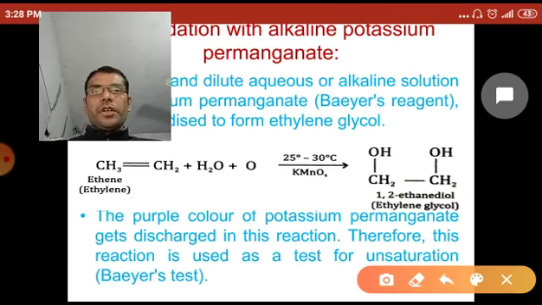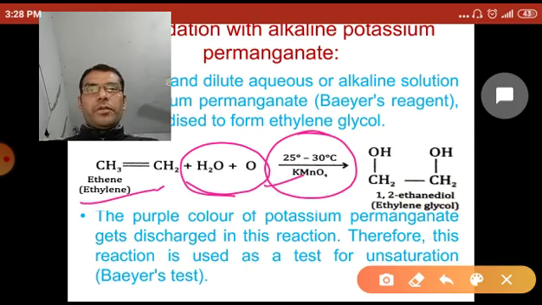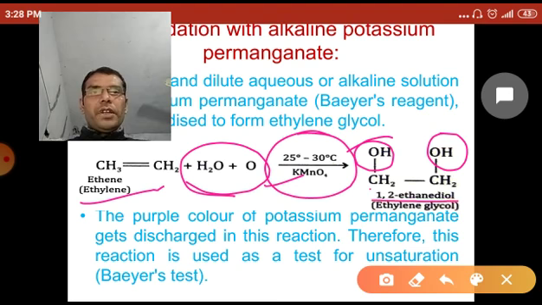Let's see the reaction. Ethylene reacts with oxygen and water molecules in the presence of potassium permanganate, called Baeyer's reagent. Then the double bond breaks down and it forms two OH groups on the two different carbons, and it is called ethylene glycol or 1,2-ethanediol. Now the purple color of potassium permanganate gets discharged in this reaction.